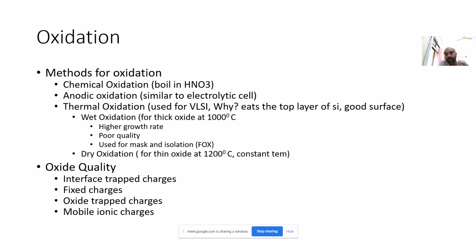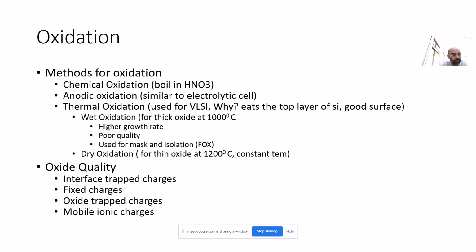And the other use of this oxide layer is for isolation between the devices, as a field oxide, which is generally known as FOX in VLSI terminology. So the oxide grown by this wet oxidation method is used for isolation and for masking purposes. And the growth rate of this oxide is also very high. So it has a higher growth rate.